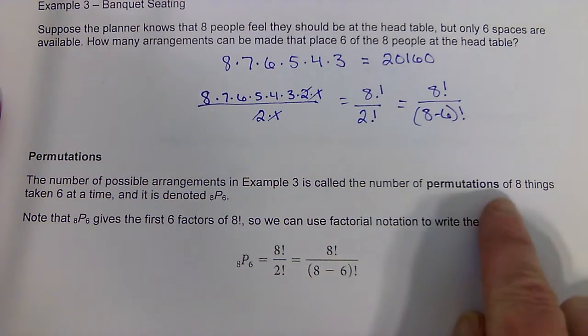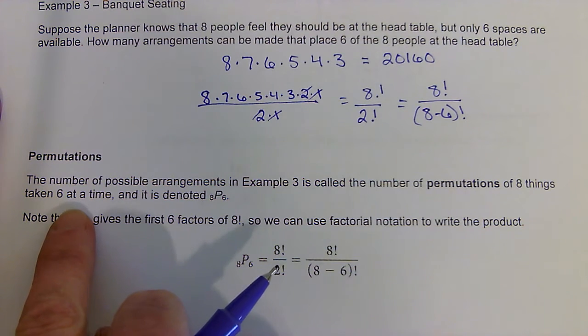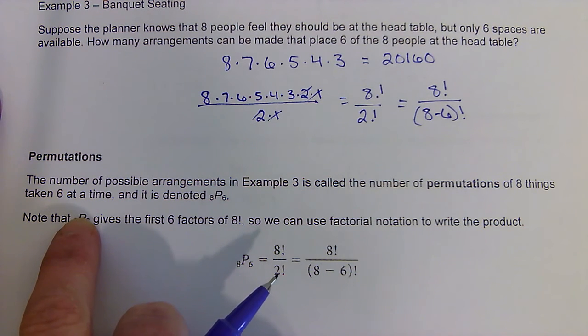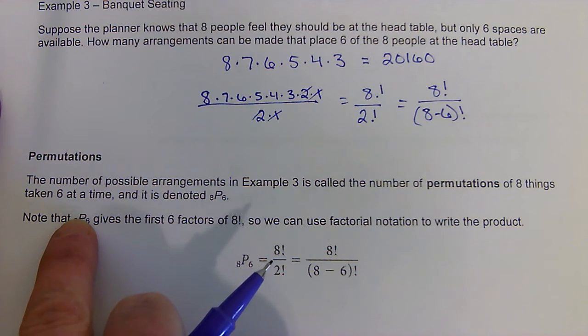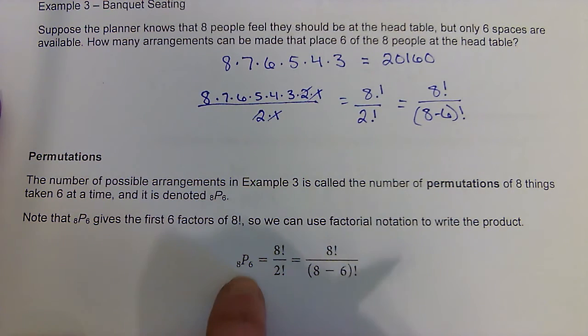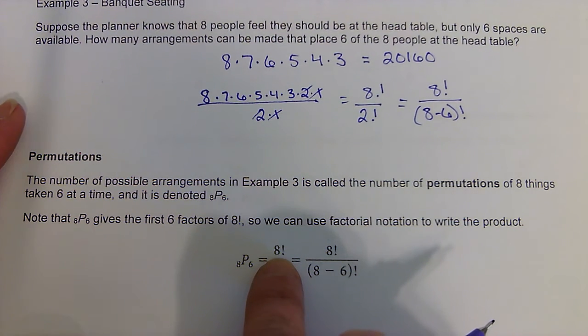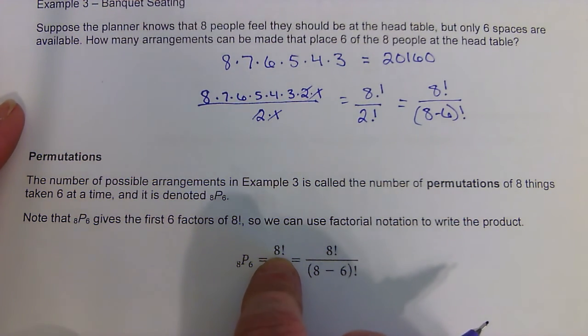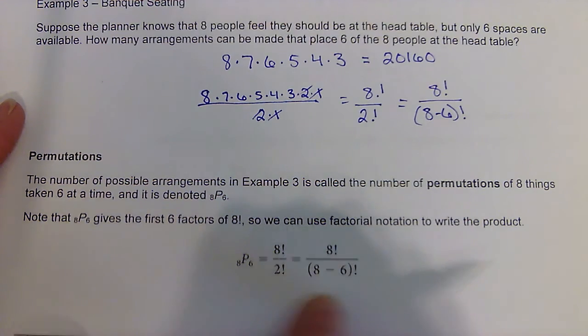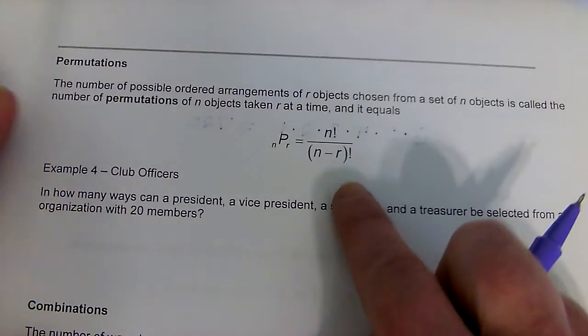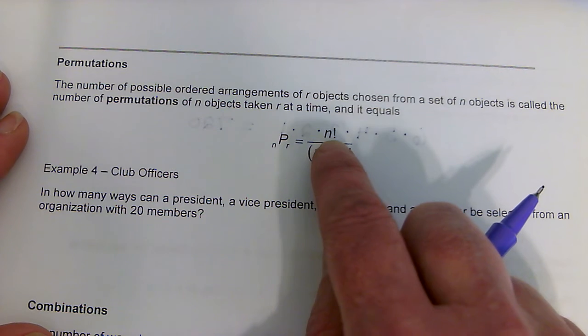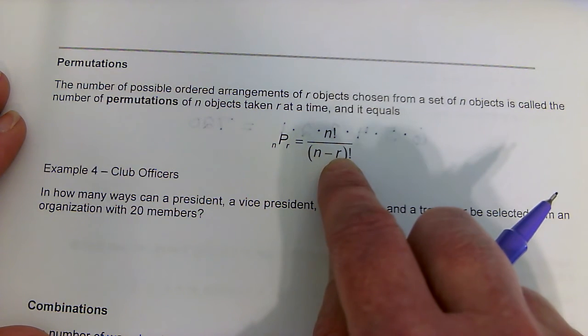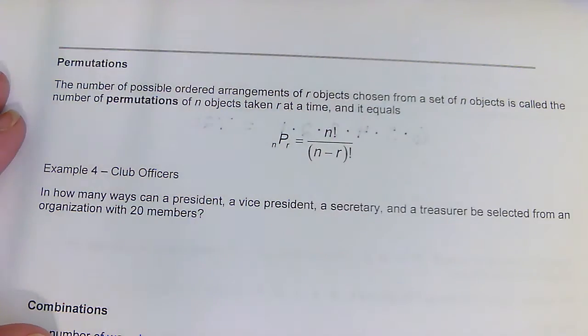Oh, bless me. Okay, so we have 8 things placed 6 ways. So 8 pick 6. We're 8 people, we're only picking 6. So 8 pick 6 is a permutation. It's 8 factorial divided by 8 minus 6 factorial. Or here it is in generic terms. It's n things, and we're only picking r number of them.